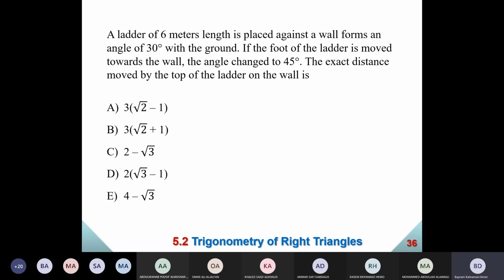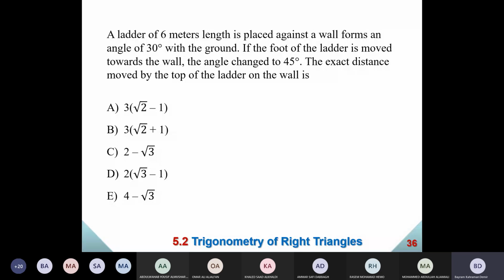Yes, famous ladder question, Shabab. A 6 meters ladder is placed against a wall. I'm sure everybody knows what a ladder is, right, Shabab? The ladder is 6 meters in length, is placed against a wall, and it makes an angle of 30 degrees with the ground.